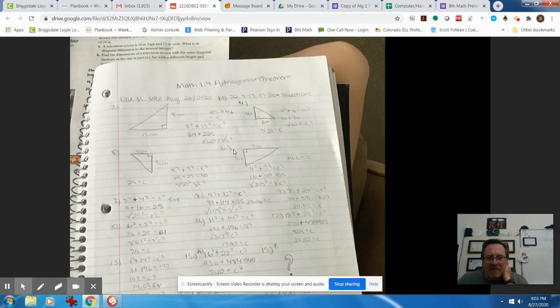We also have, for number 6 here, 4 squared plus 7 squared. That looks like a good setup. You got 16, which is your 4 squared. You got 49, which is your 7 squared. And then it looks like you wrote 215, and I'm not sure why.